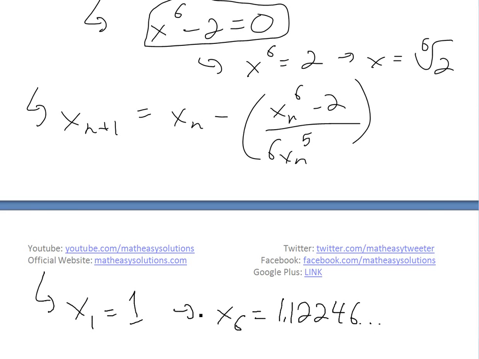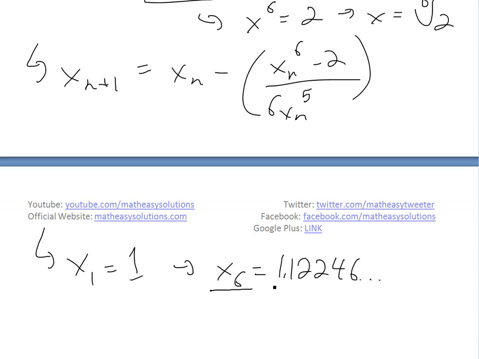Yeah, for x1 equals 1, we get up to x6, the 6th iteration, we get 1.12, and this is basically roughly equal to the root here. So you can see it's pretty quick and easy, especially using Excel here.